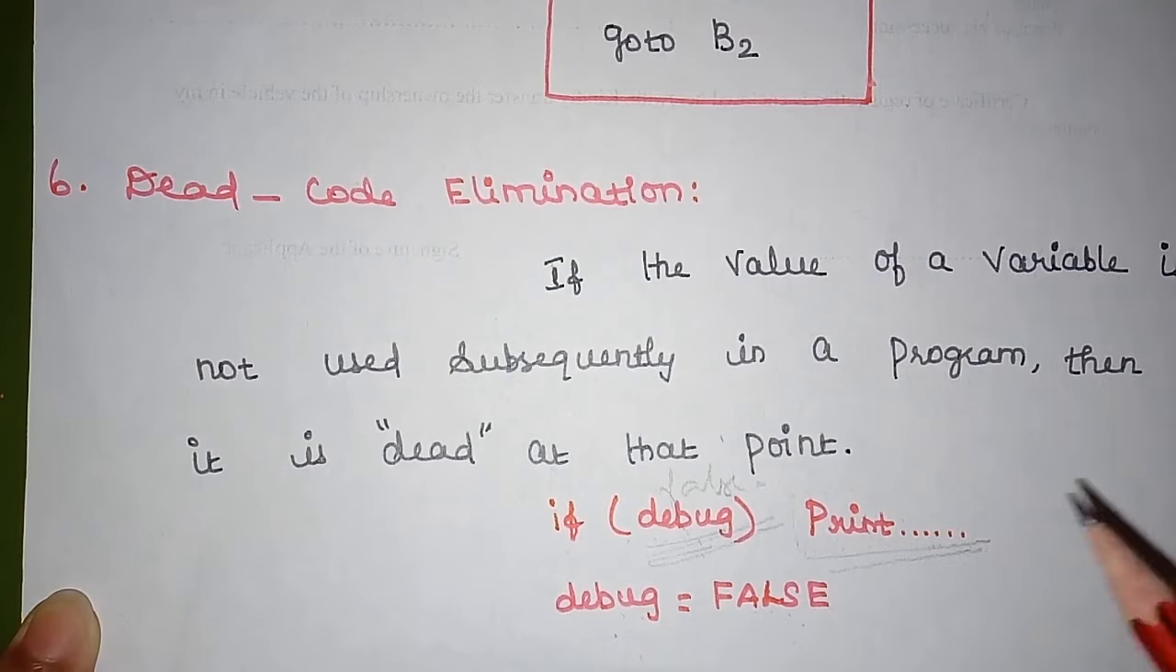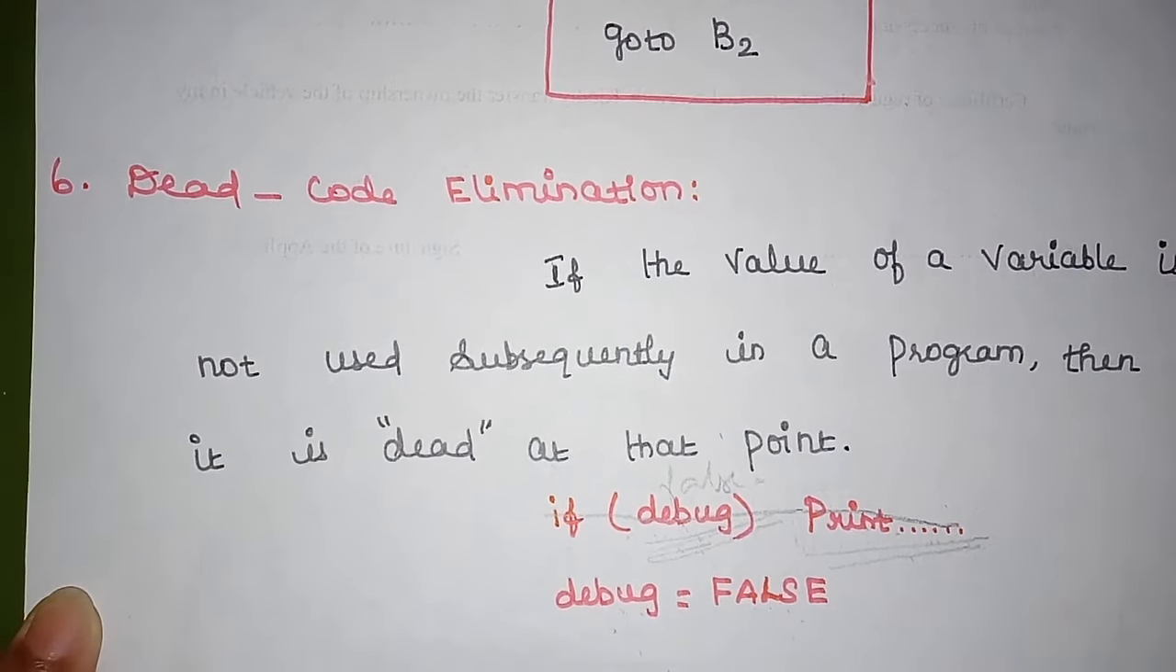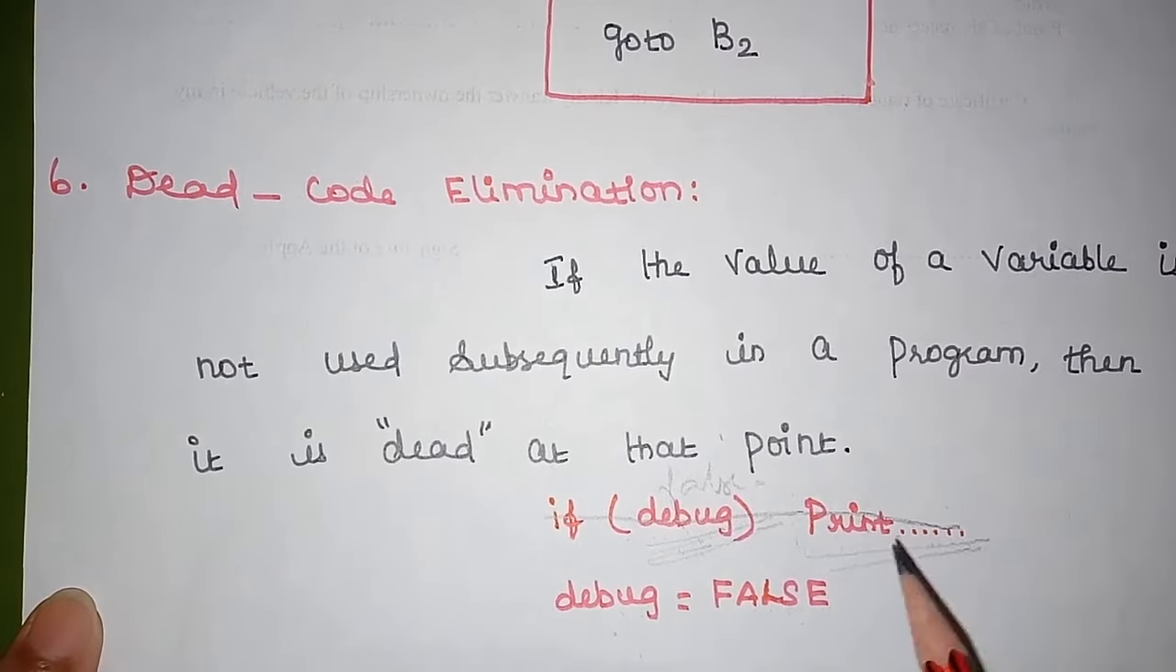So what we can do is eliminate both the test and the print operation from the object code. That is, we can eliminate both these statements from the object code. Why? Because they don't have any work or meaning here. So this is what dead code elimination is.